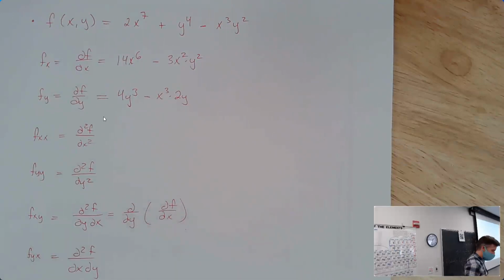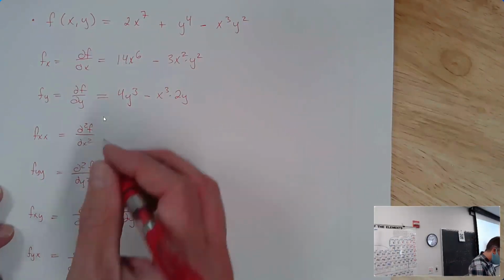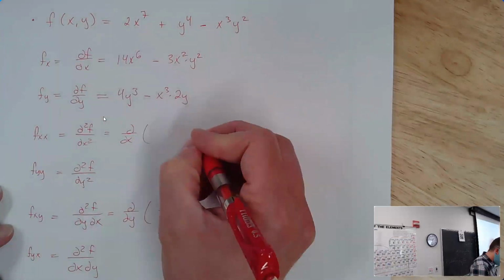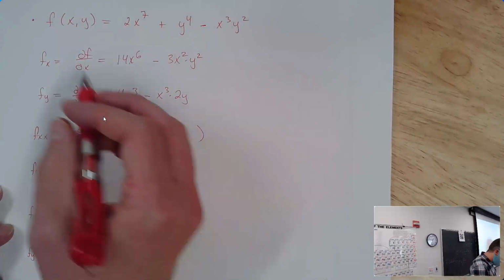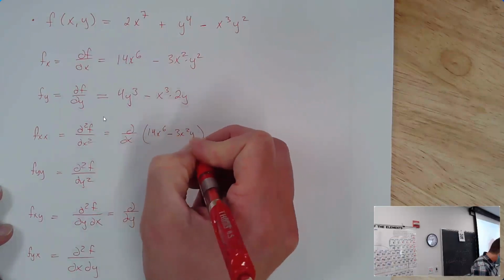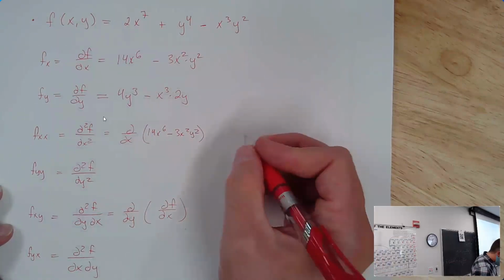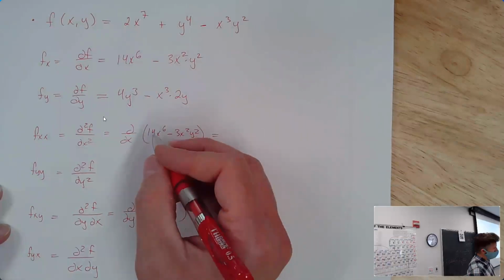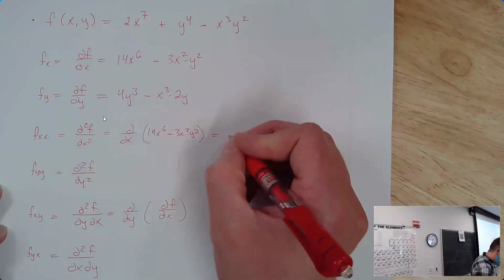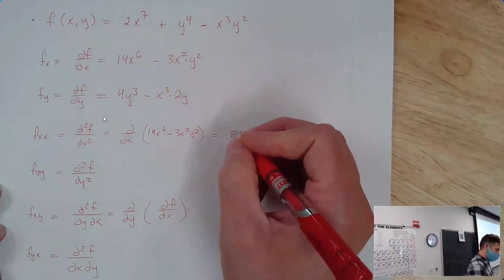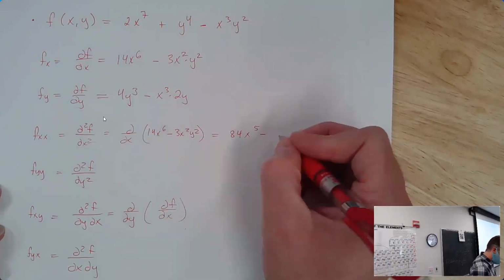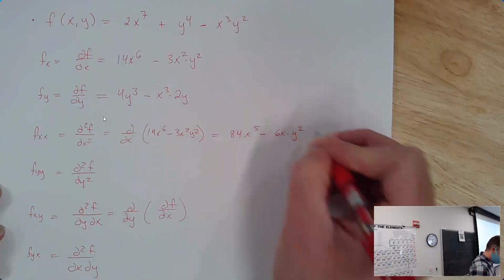Let's actually find them. So del squared f del x squared is the derivative of the thing we already found: the derivative with respect to x of the derivative with respect to x. That's not too bad. And that's going to be, well, it's a little bad. 14 times 6, not my favorite. That's going to be 84. 84x to the 5th minus the derivative of 3x squared, which is 6x, times the constant y squared.